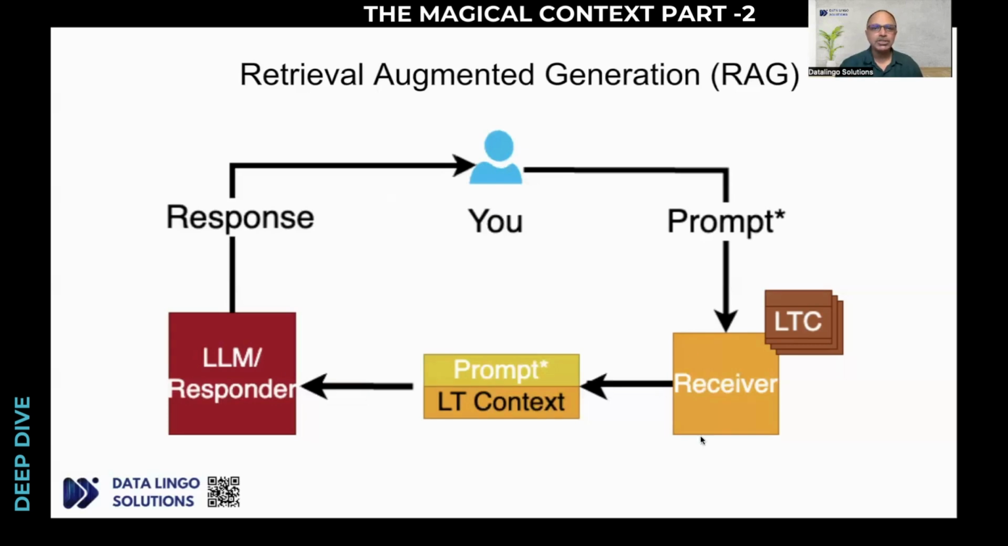The receiver module appends the LTC to the incoming prompt and sends it to the responder module. The responder module then sends the entire stack to the LLM, retrieves the response, formats it, and sends it back to the user. This setup works well for use cases where the LLM has all the information it needs to respond, either from the prompt itself or from the context provided or from its knowledge base gained during training.